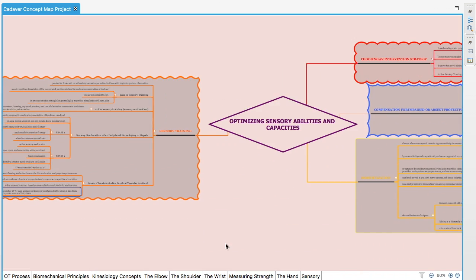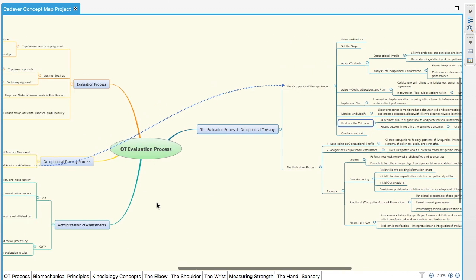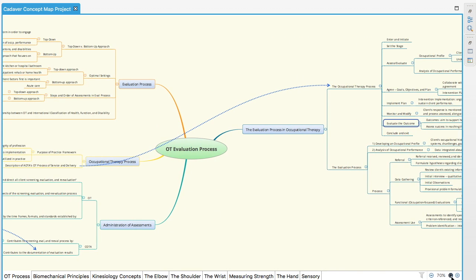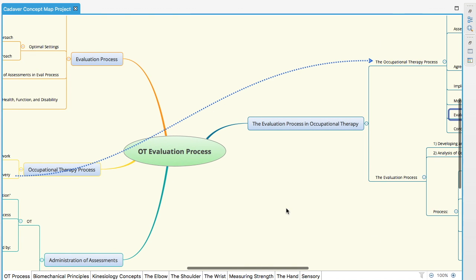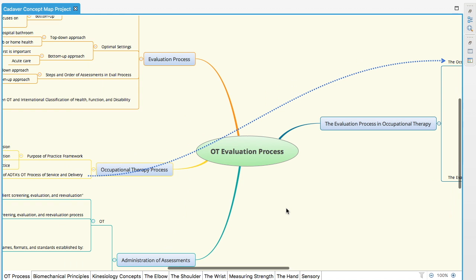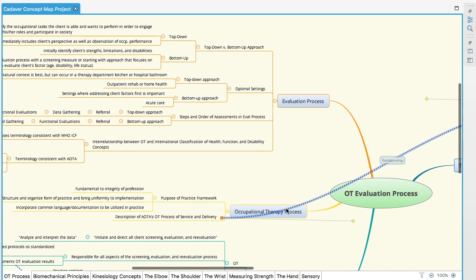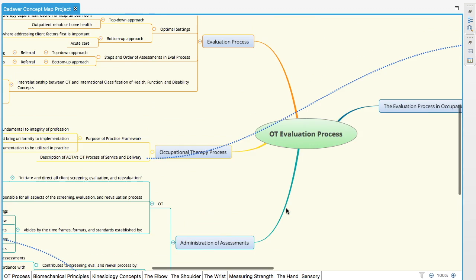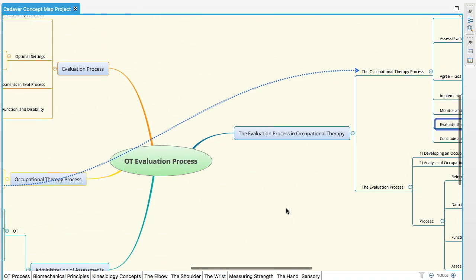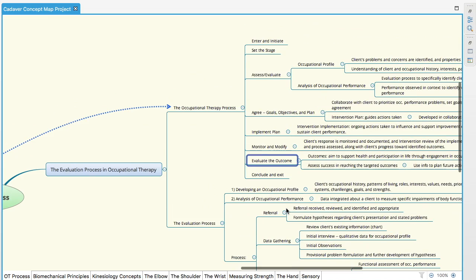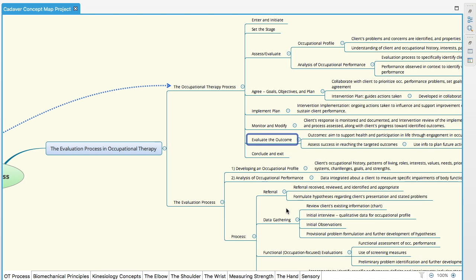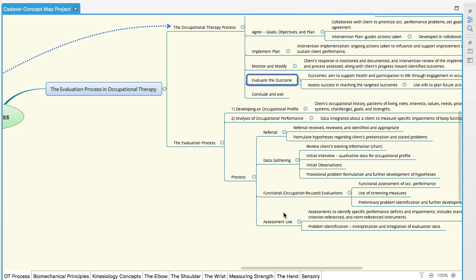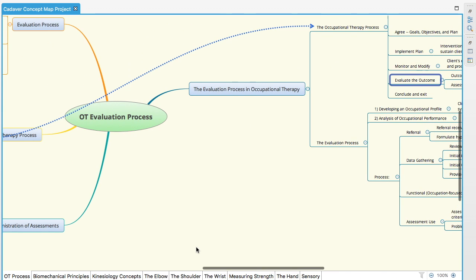Overall, concept mapping has helped us apply the information that we've learned in our undergraduate degrees, our prerequisite courses while applying for OT school, our foundational courses in the first semester, as well as our second semester courses which built upon those foundations and helped us understand the OT evaluation process, ways to administer assessments as well as ways to select assessments, and also understand the ways to create goals and begin to implement a treatment plan.